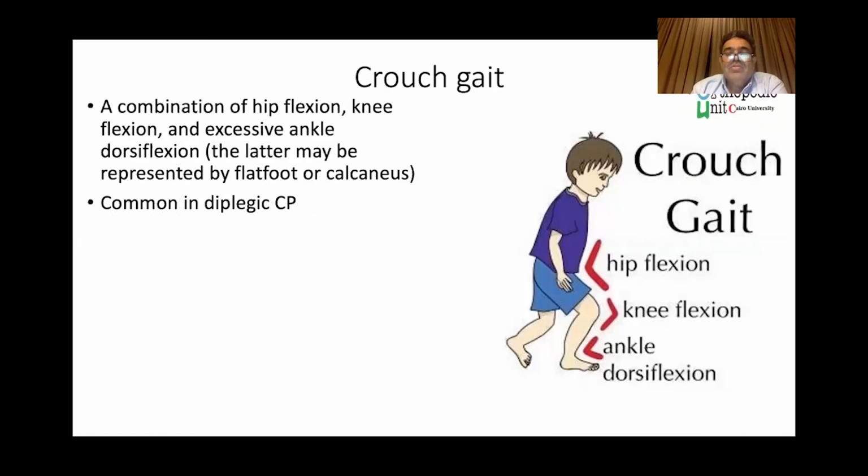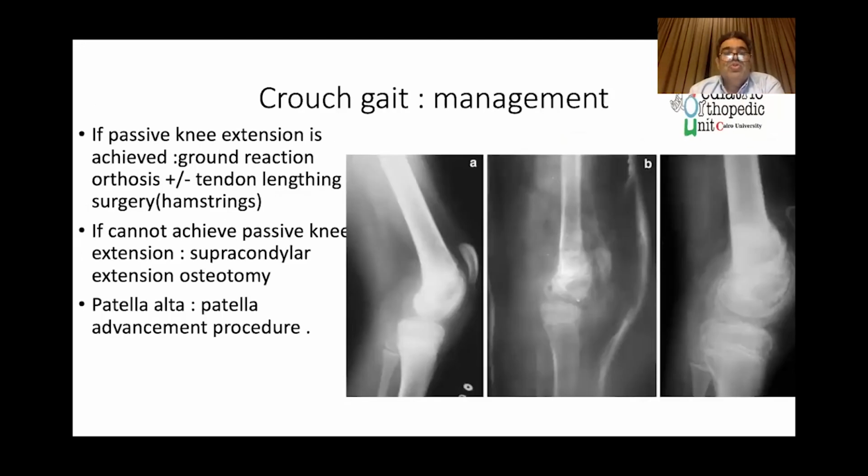The crouch gait, as I said, here you have hip flexion, knee flexion, and ankle dorsiflexion. It's common in diplegics, especially if over-lengthening of the tendo Achilles is done. To manage a crouch gait, you should focus on the knee. You should do proper knee extension through hamstring release.